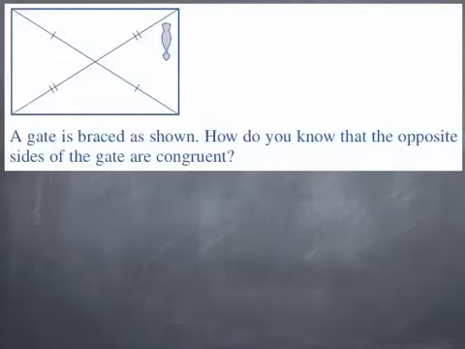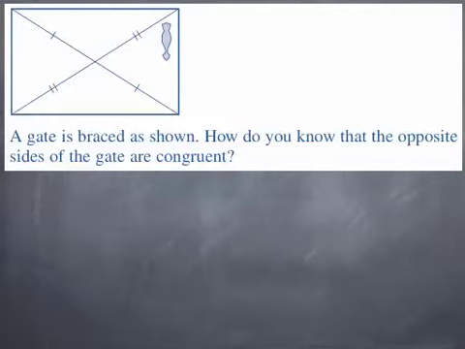This next example says a gate is braced as shown. How do you know that the opposite sides of the gate are congruent? Again, look and notice that they've given us the diagonals of the quadrilateral, and they've also told us that the diagonals are bisecting each other because the point where they meet is cutting both of the diagonals into two congruent parts. So how do we know that the opposite sides of the gate are congruent?